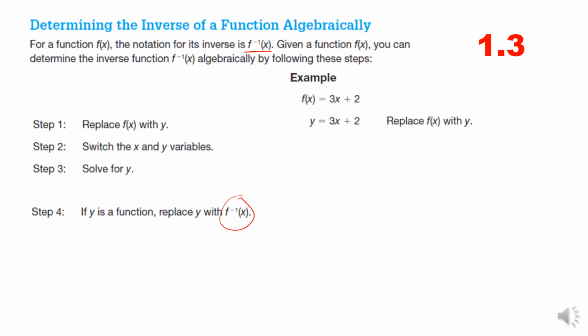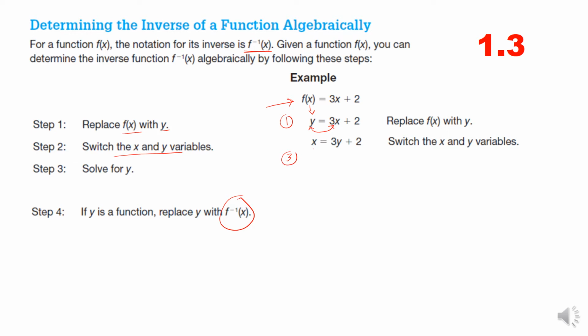So here's an example. We start with f of x equals 3x plus 2. We want the inverse. So step 1 is, well, first they switched f of x with y. So that's step 1, okay, right there. Step 2 is switch the x and y variables. Simply do this. Okay, so x is now here, but the third step is you have to solve for y.